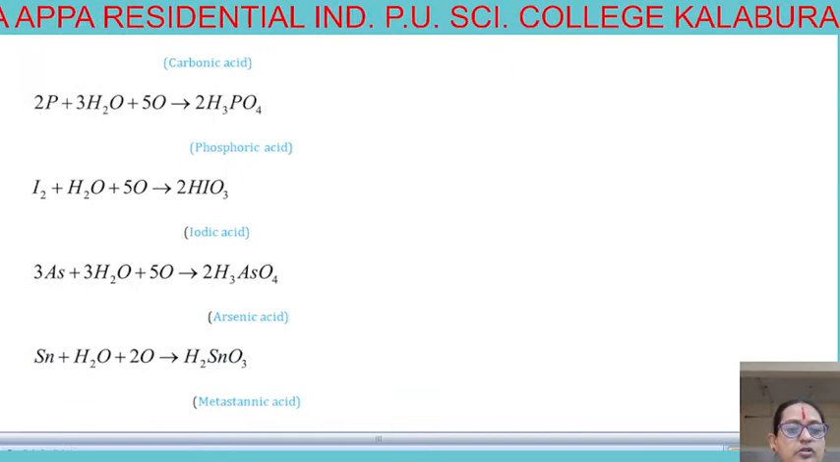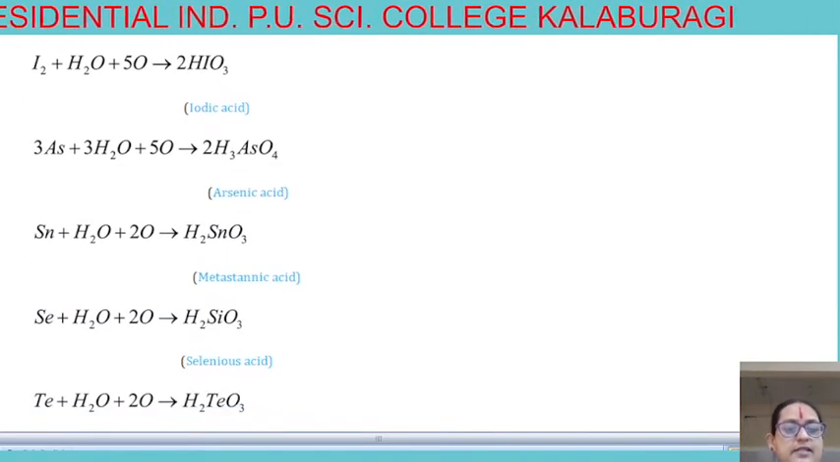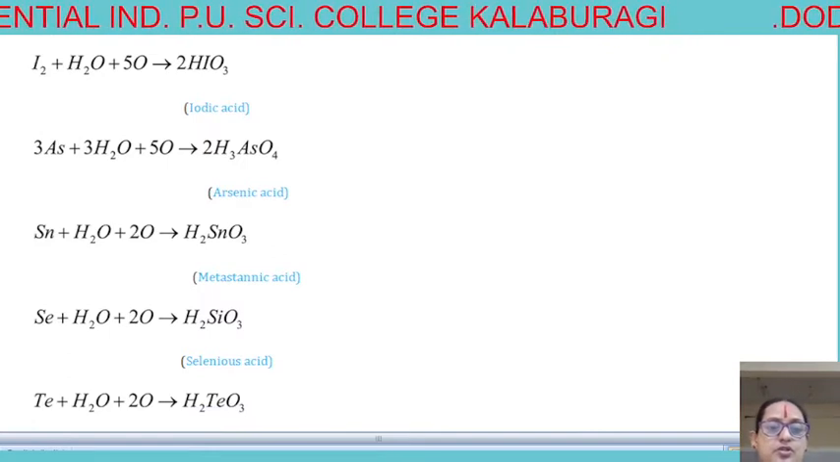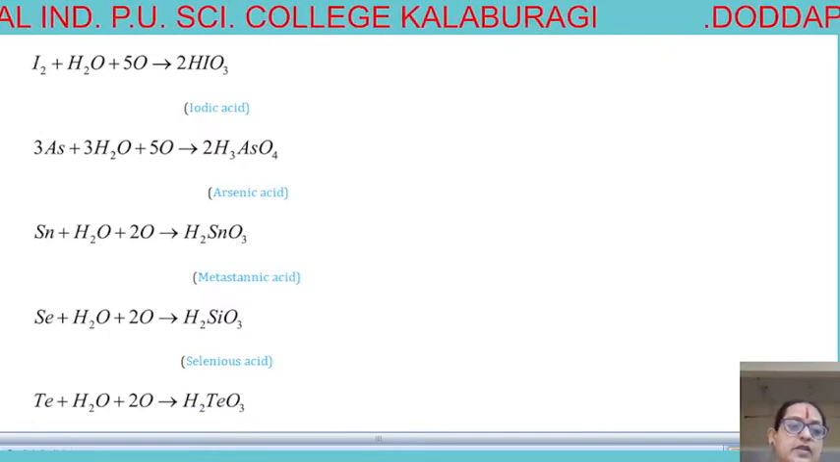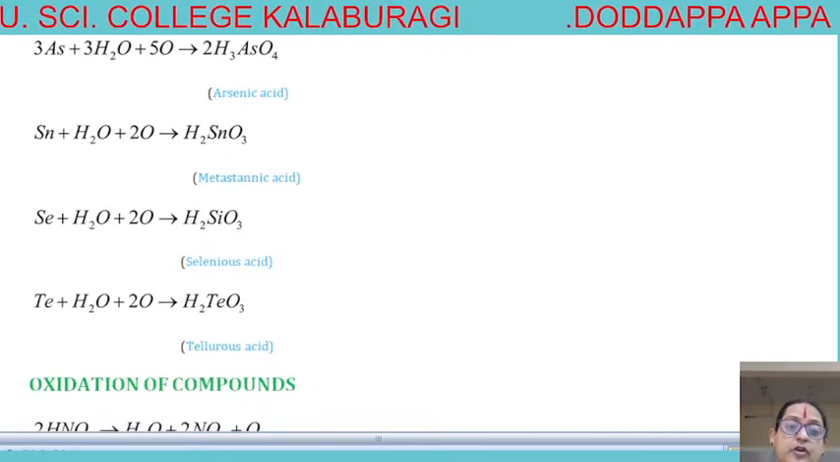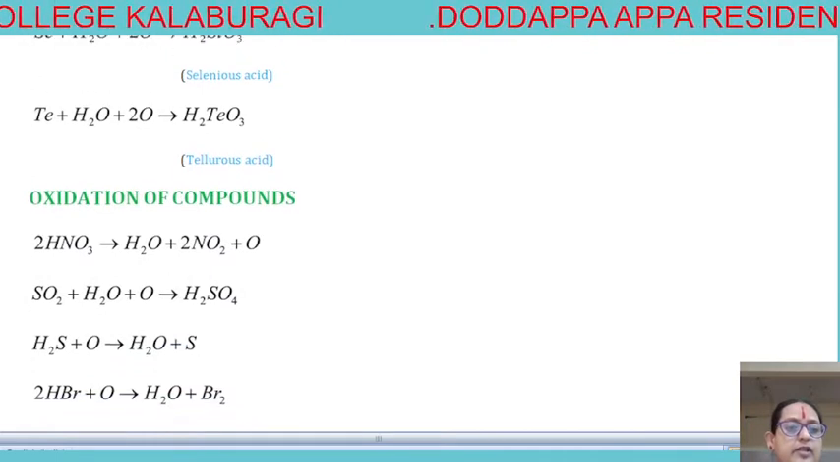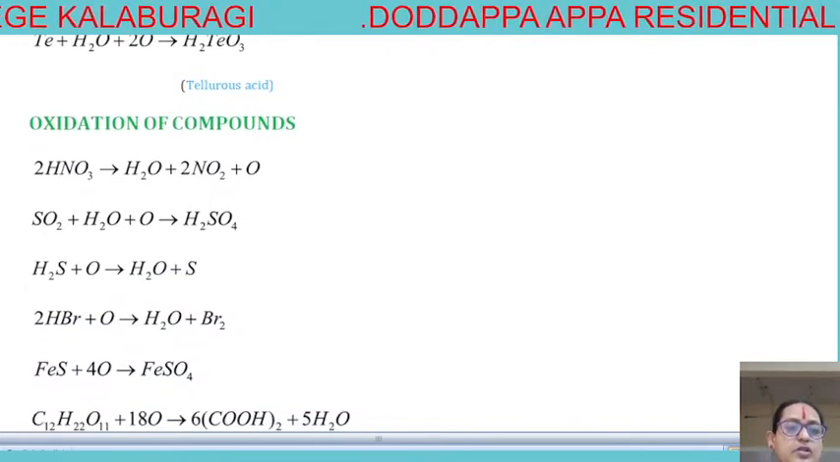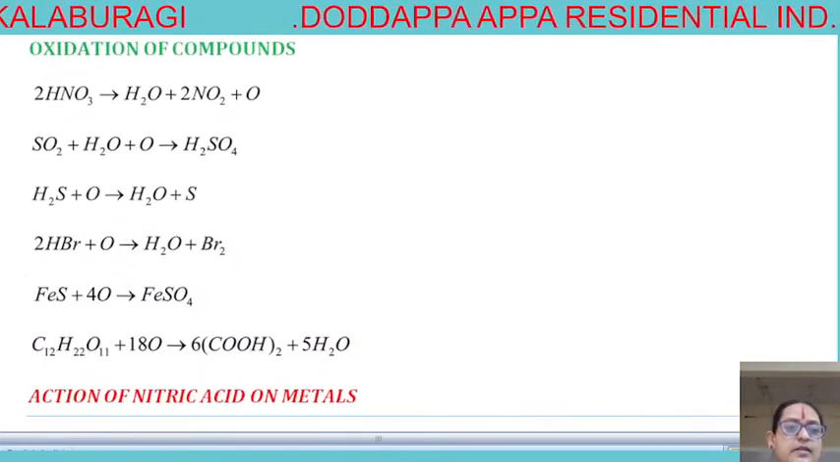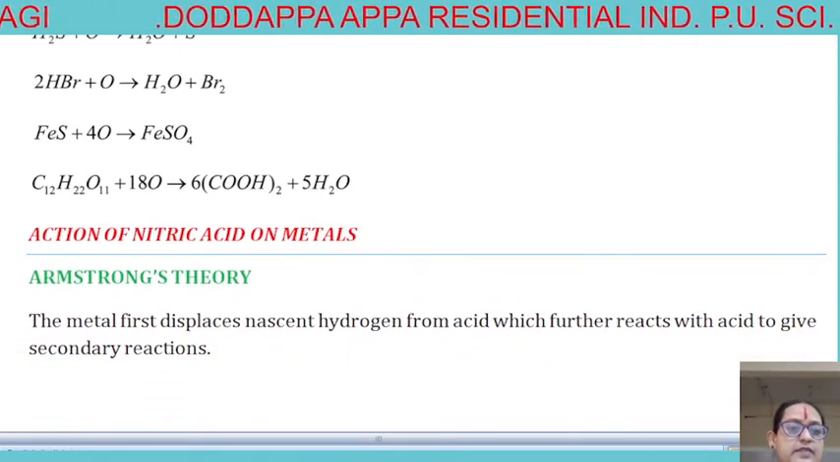Arsenic with water and oxygen forms arsenic acid, whereas tin combines with water and nascent oxygen to form metastannic acid, whereas selenium forms selenous acid and tellurium forms tellurous acid. Oxidation of compounds occurs when they combine with oxygen. It gives hydrogen sulfate, sulfur, bromides, iron sulfates.